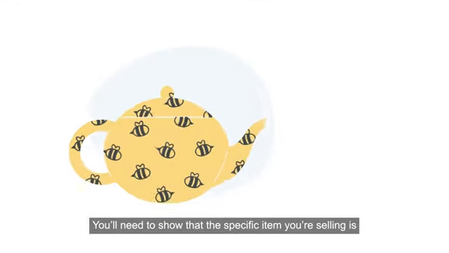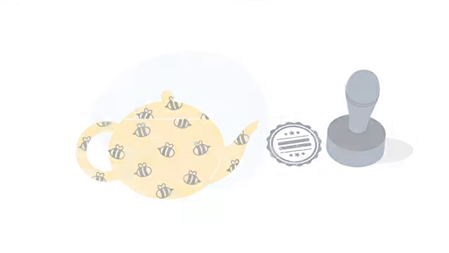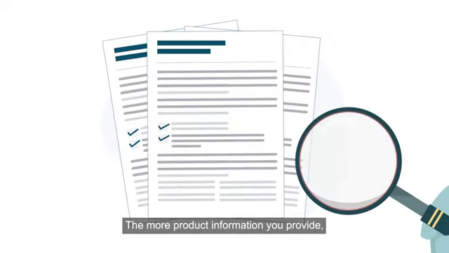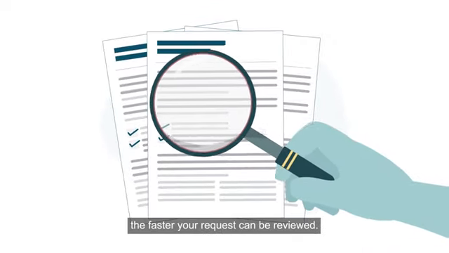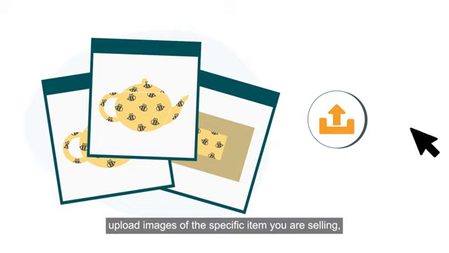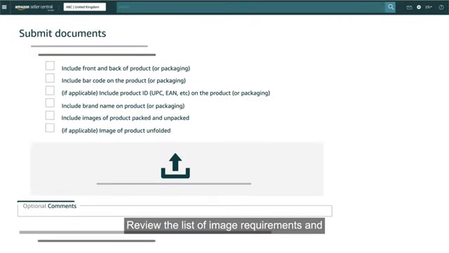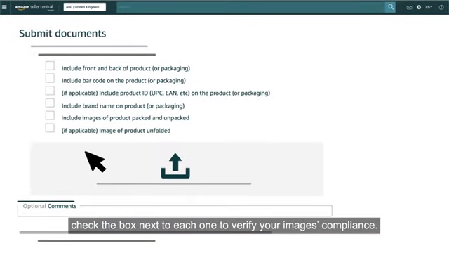You'll need to show that the specific item you're selling is an authentic product of the brand. The more product information you provide, the faster your request can be reviewed. After entering your product information, upload images of the specific item you are selling, along with its packaging. Review the list of image requirements and check the box next to each one to verify your image's compliance.